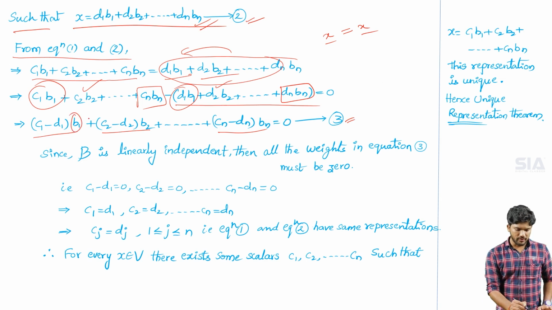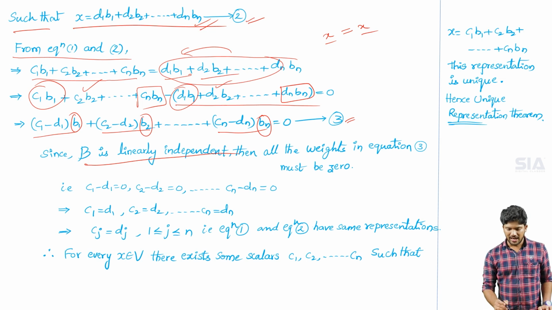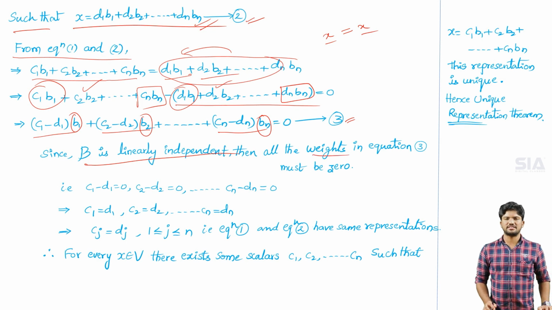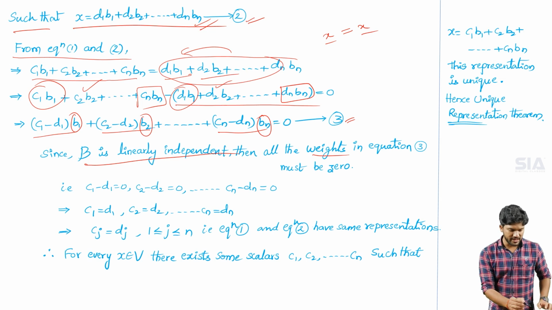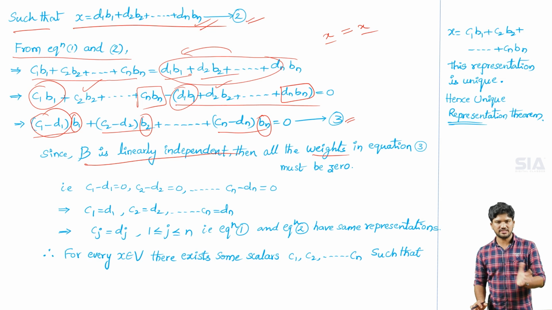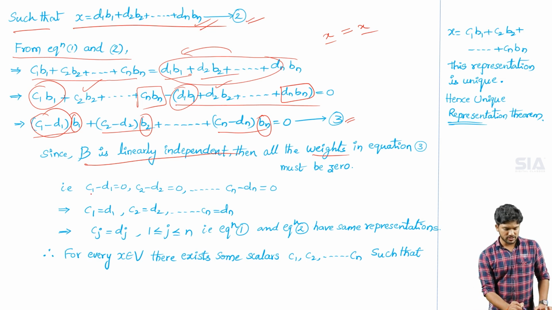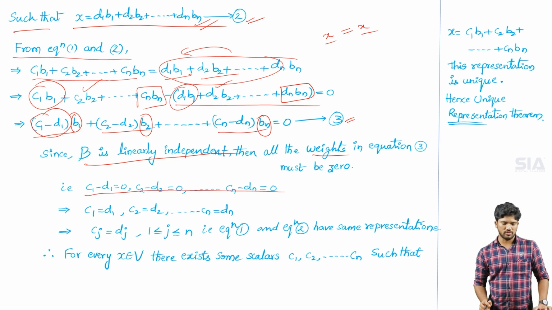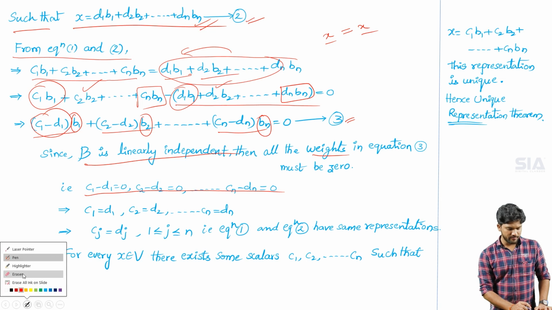Since here B1, B2, Bn are the vectors in the basis capital B, and since capital B is linearly independent, all the weights in equation number 3 must be 0. Why? Because again we are getting basis vectors only, B1, B2, B3. Whenever you get that representation, weights are nothing but the coefficients of the vectors, C1 minus D1, C2 minus D2, and so on. These weights must and should be equal to 0 whenever the given basis is linearly independent.